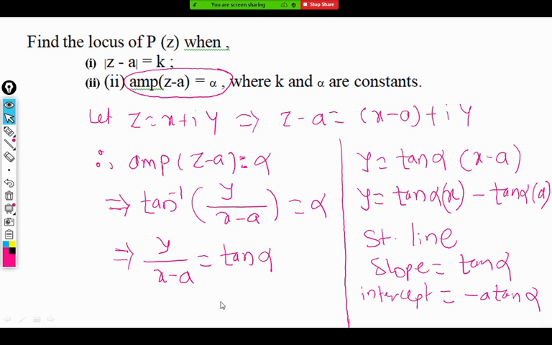If you all completed, then tell me so that we can do the last question. Sir, in the second step, y is equal to tan alpha multiplied inside the bracket, tan alpha into x minus tan alpha into a, or x tan alpha minus a tan alpha.